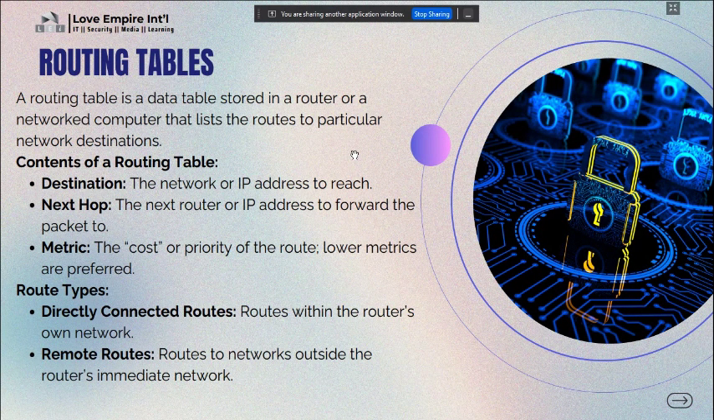So let's look at routing tables. A routing table is a data table stored in a router or networked computer that lists the routes to particular network destinations. Now, this is what usually happens when you connect a network. Let's say you set up a network, and on that network there are like 20 computers, and these 20 computers have not communicated with each other before.